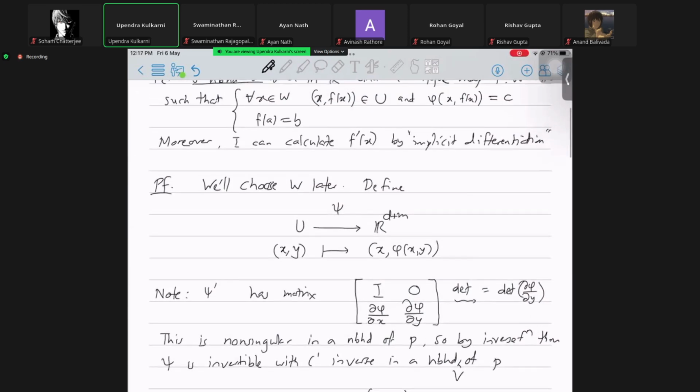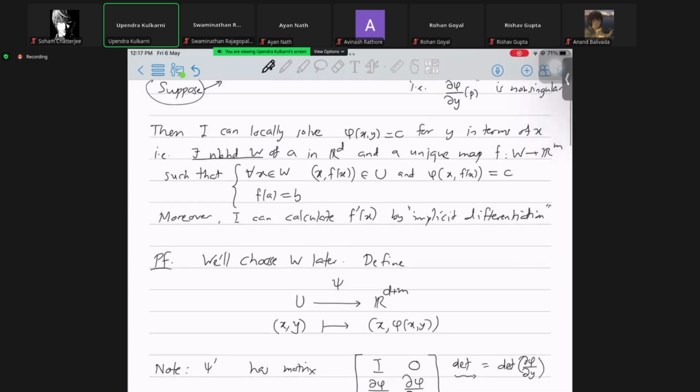Are we guaranteed? Remember, we started with this equation, phi of x comma y equal to c, and I'm given one solution for this, that is a comma b, right? How do I even know that there is even one other point in the neighborhood? Maybe there is no other solution. That's it, only a comma b. That's the only solution for phi of x comma y equal to c. Do you think that's possible?